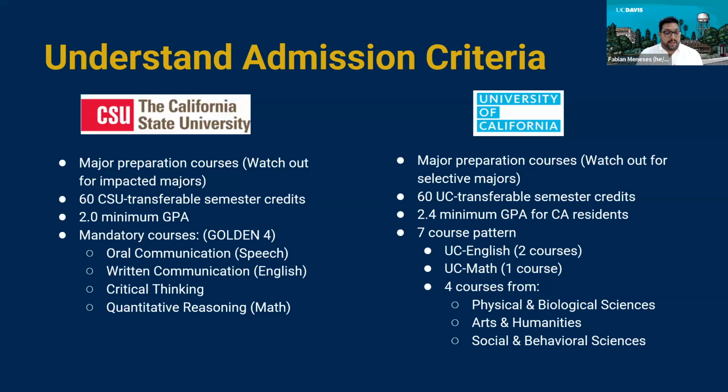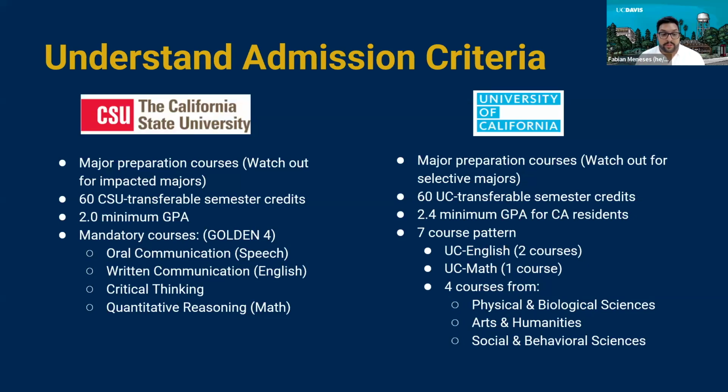So regardless, if you're applying to the UC or the CSU system, you have to have at least 60 transferable semester units. My tip for you is to take classes that qualify for both systems to determine transferability. You can use a resource called assist.org or go to your course descriptions when you're registering for classes and it will note whether it's CSU or UC transferable.